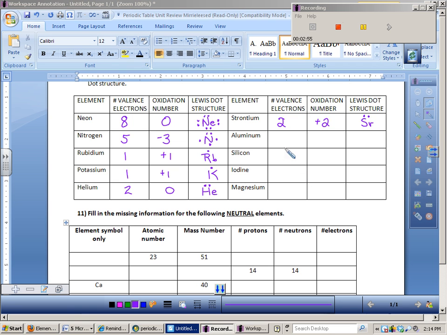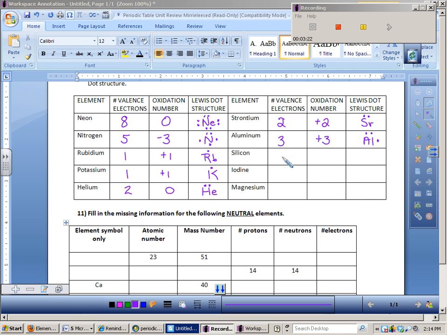Aluminum's next. Top of his column, 3A. His group is listed as column 13, but his group is 3A, so his valence electrons is 3. Less than 4, he gives those 3 away. If we subtract -3, we end up with +3. That will be Al. He'll have a pair at the top for electrons 1 and 2, and a single on the side.